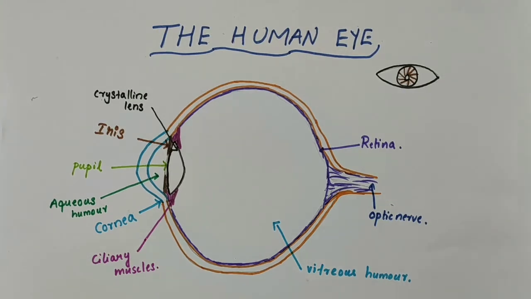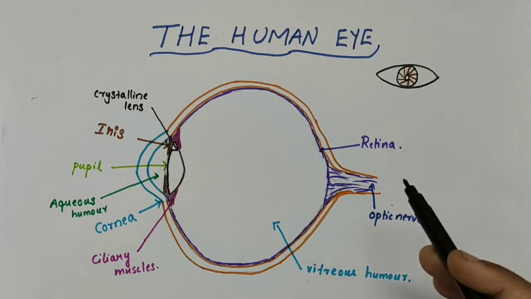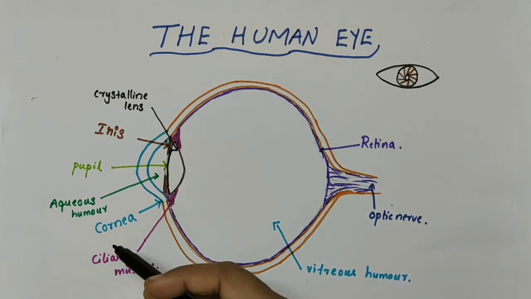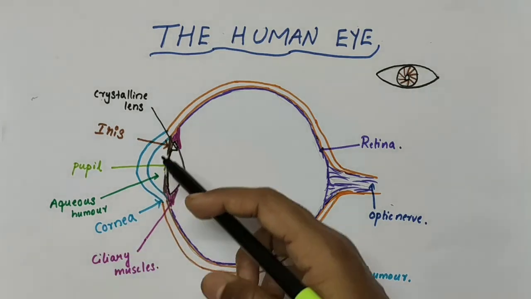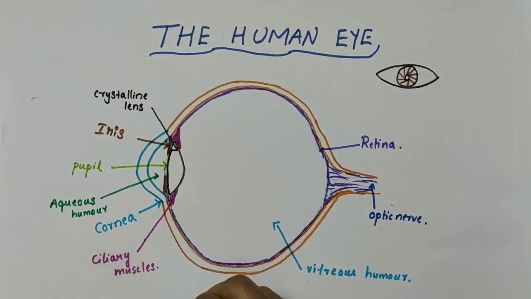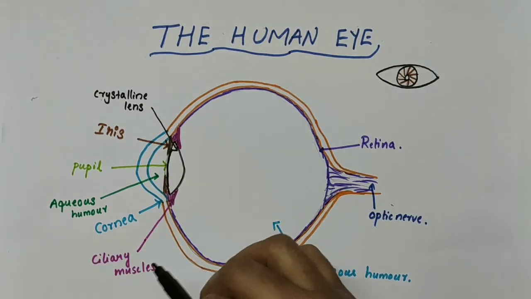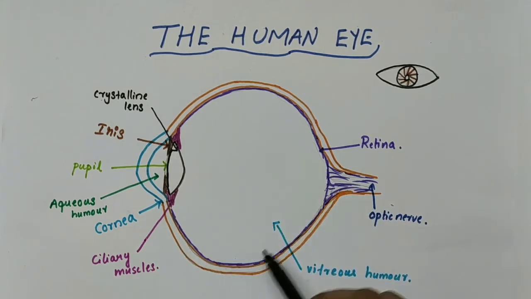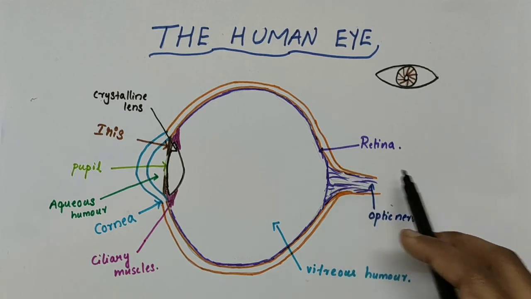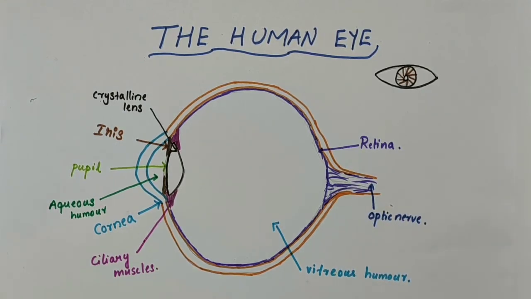In this video we discussed the different parts of a human eye: the cornea, aqueous humor, iris, pupil, crystalline lens, and we have ciliary muscles here. We will discuss the ciliary muscles in the next class. And here we have vitreous humor, then retina, then optic nerves to the brain. I hope you understood this class. Thank you.